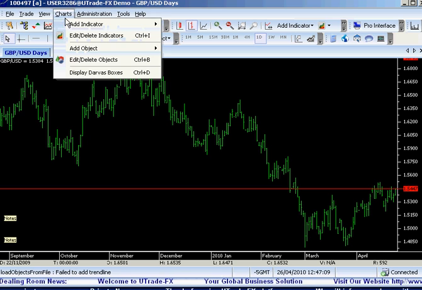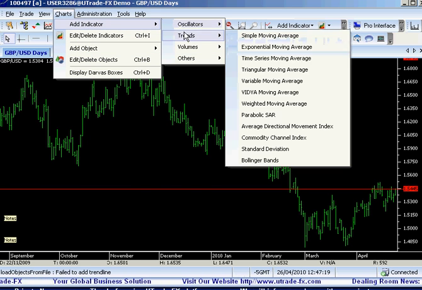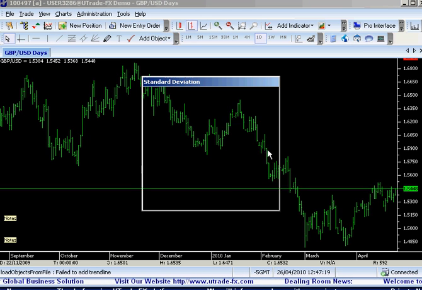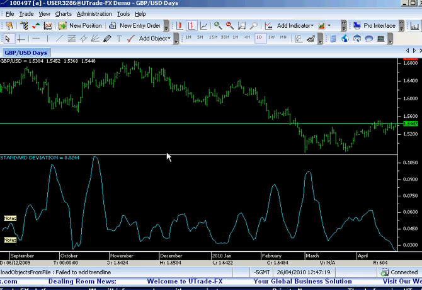Let's show you how to add the standard deviation. Add indicator, go to trends, and press on standard deviation. I like the reading 4 on standard deviation, so you can adjust it to 4 and then apply. Basically, what the standard deviation is saying is, if the standard deviation is high, that means there is high volatility. And when it spikes up, there's high volatility. When it is within a small range, like these levels, it is low volatility.